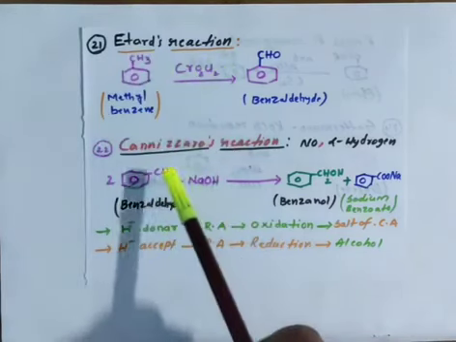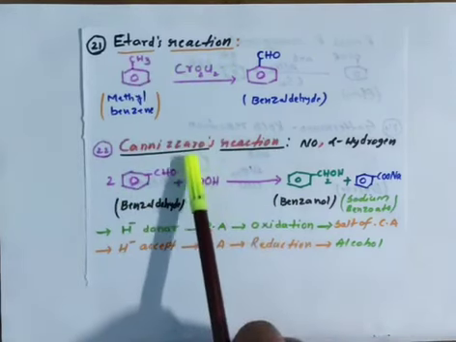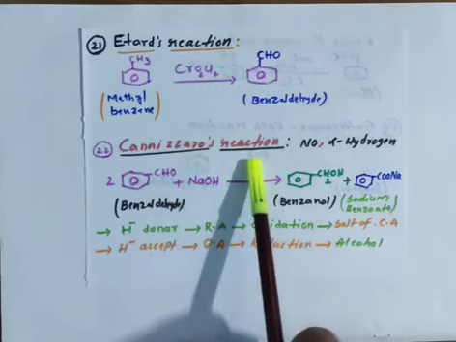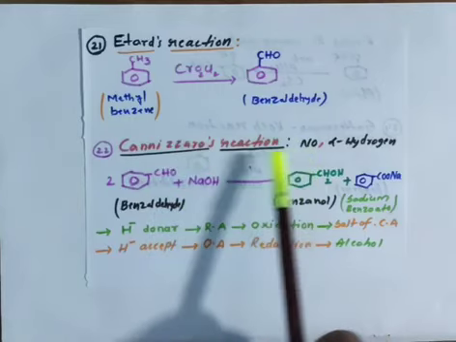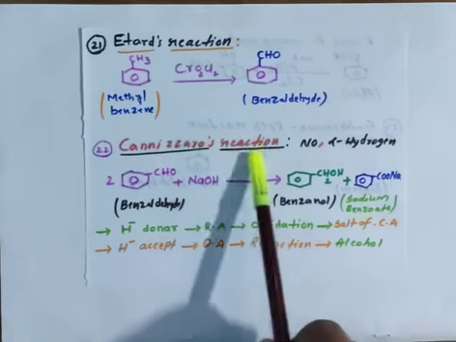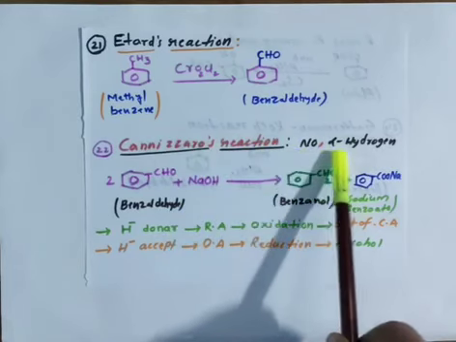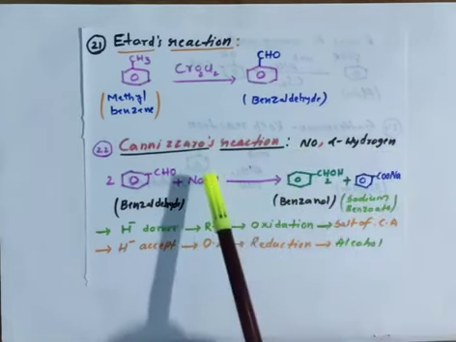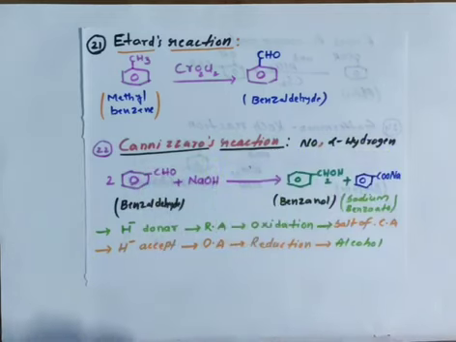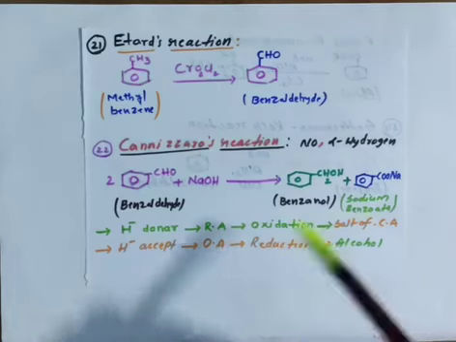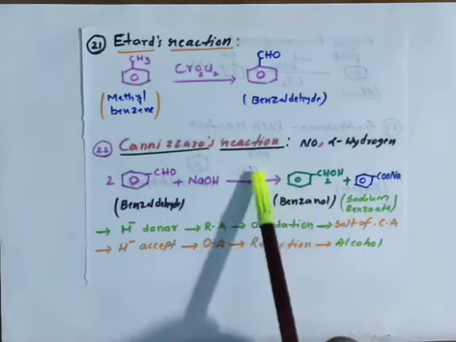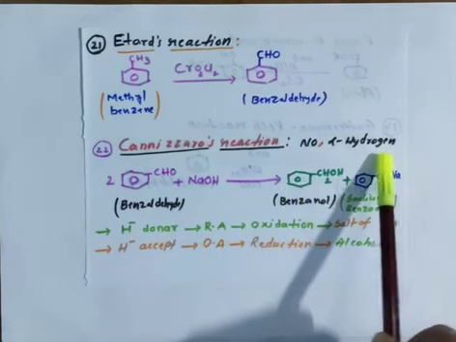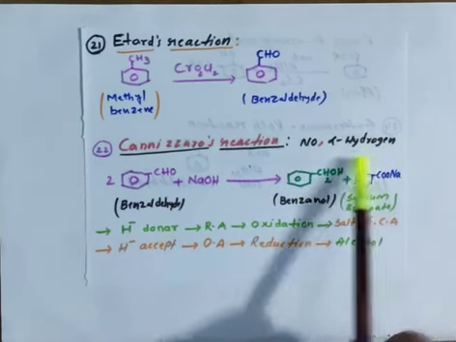Next, a very important and regularly asked question, Cannizzaro's reaction. The condition is that in the Cannizzaro reaction, the compound which we are taking should not have alpha hydrogen. In HVZ we need alpha hydrogen, as we learned previously. Clear? In the Cannizzaro reaction, no alpha hydrogen is required. That's the condition you have to remember.